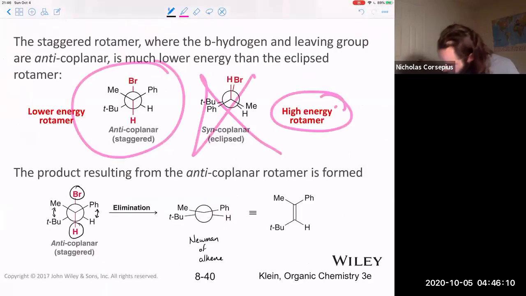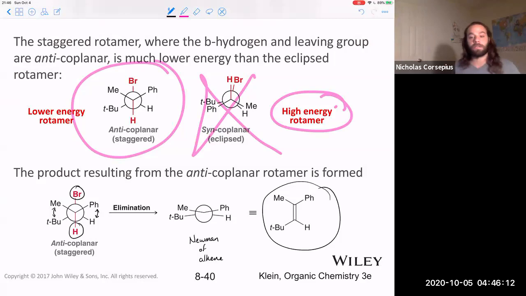So the only alkene that will be formed in this particular case is this one here. There's no consideration of which one of these would be more stable, because there's only one possible way that the bromine and the hydrogen can be lost from the same plane in this staggered conformation.